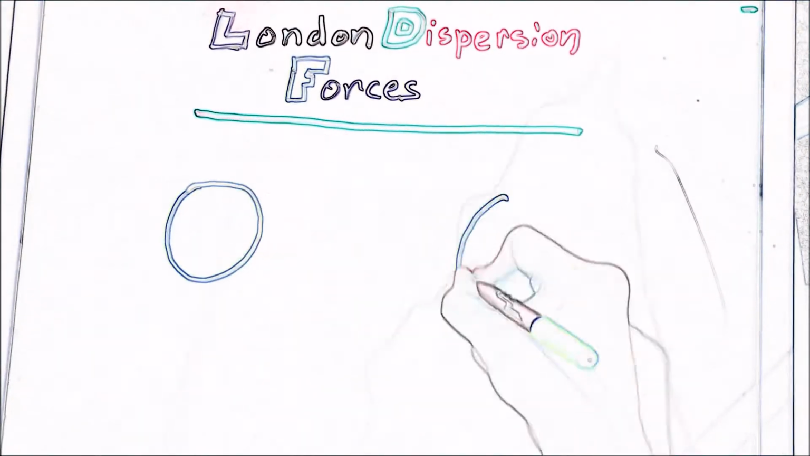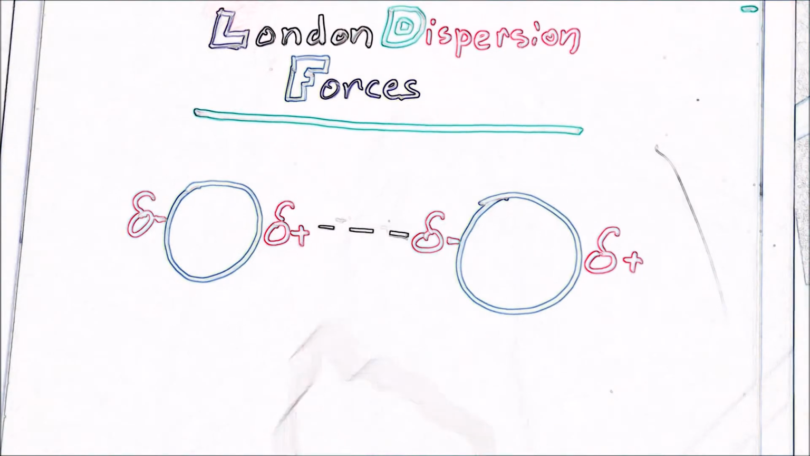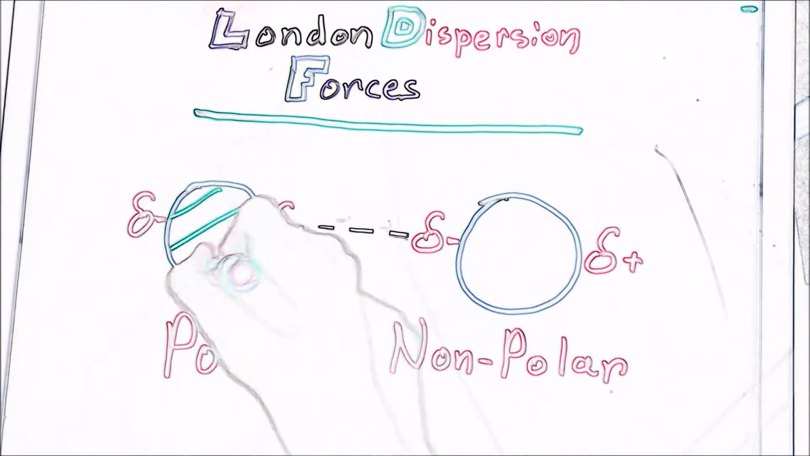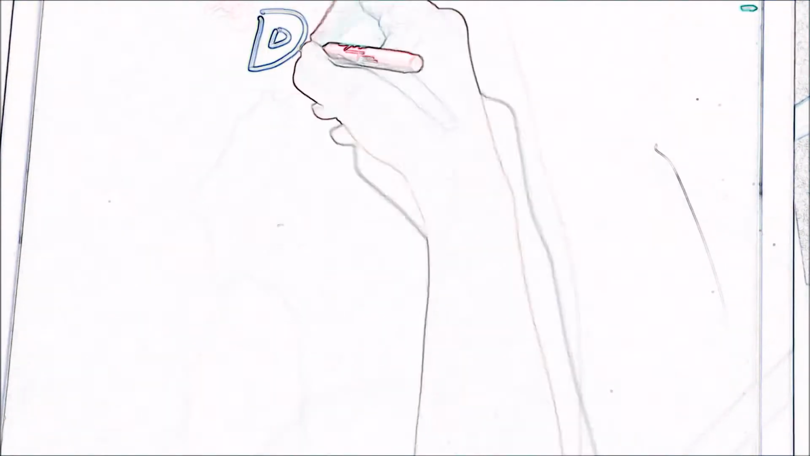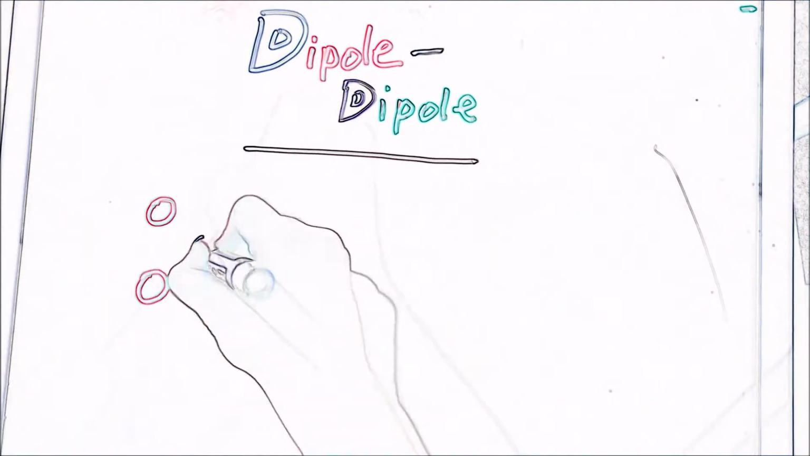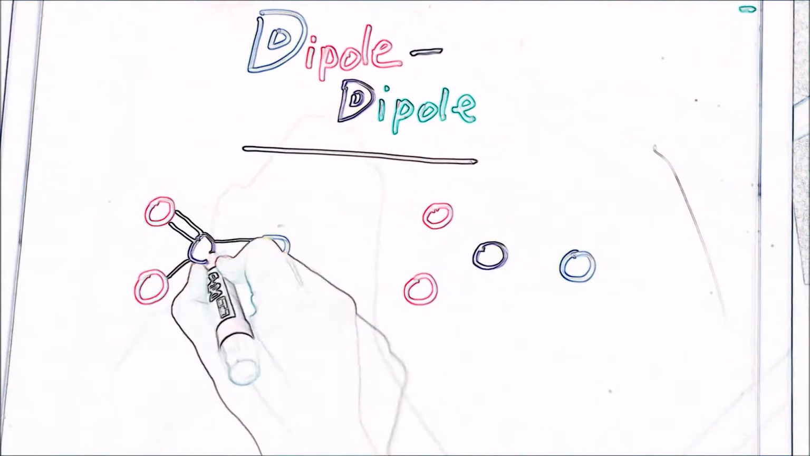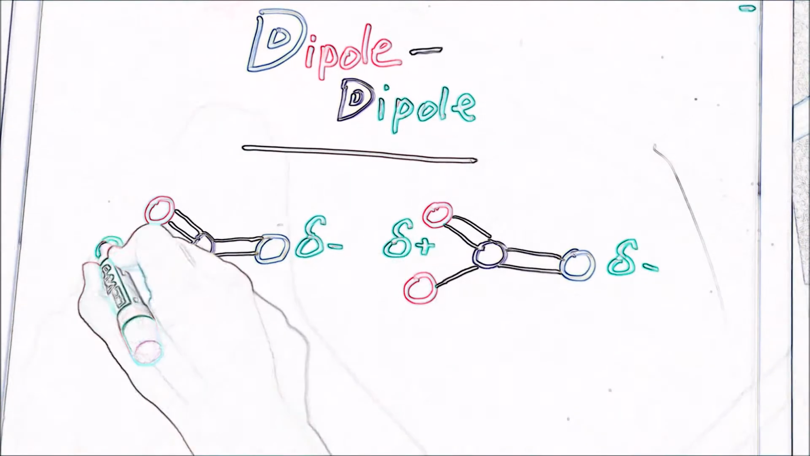London dispersion forces are the weakest IMF. This is because it is a temporary bond between two similar dipoles. These forces exist in all molecules and even in nonpolar molecules. Dipole-dipole forces exist between polar molecules and are attracted to one another by the positive end of a molecule attracting to the negative end of another molecule.